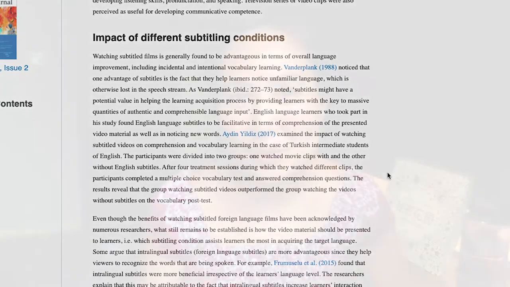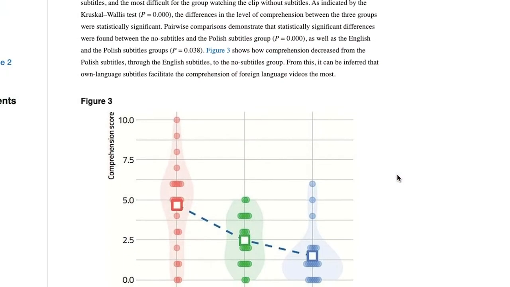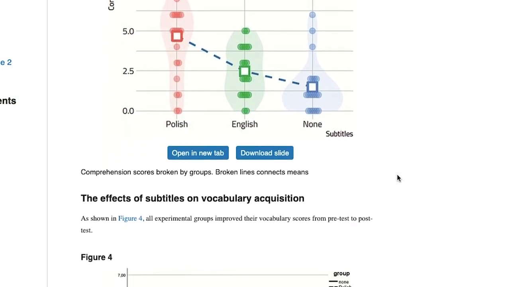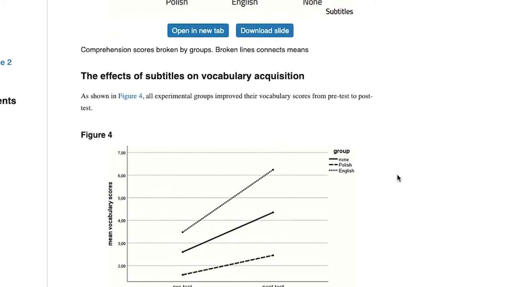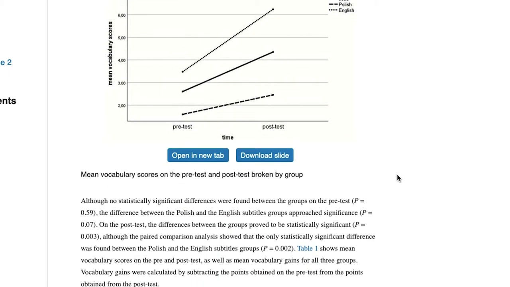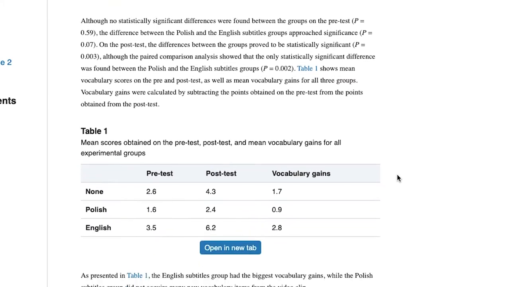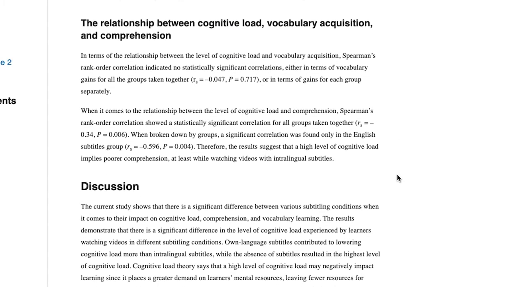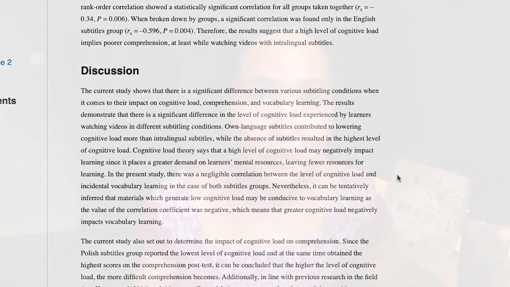As teachers, we all know the potential power for learning that media can hold, but it seems that students perceive it as well. A 2017 study showed that students saw media like films and video clips as useful for developing and improving communication skills. This study essentially explores the role that subtitles have in reducing a student's cognitive load.